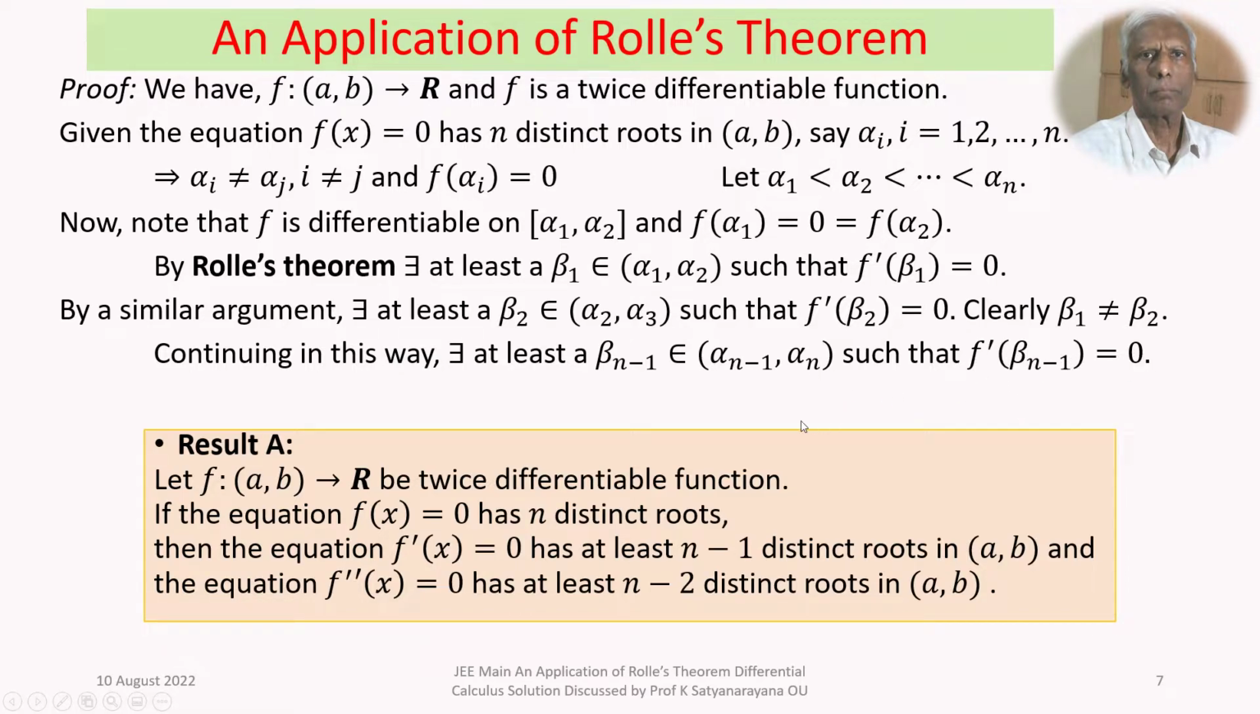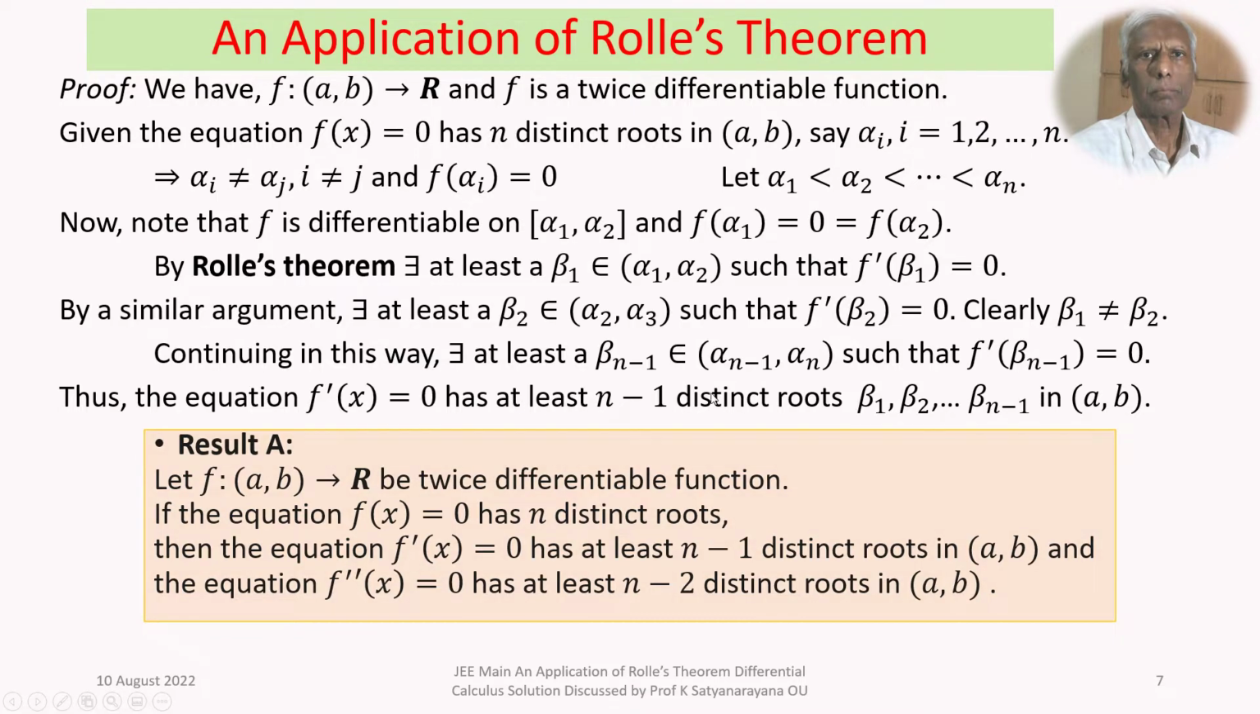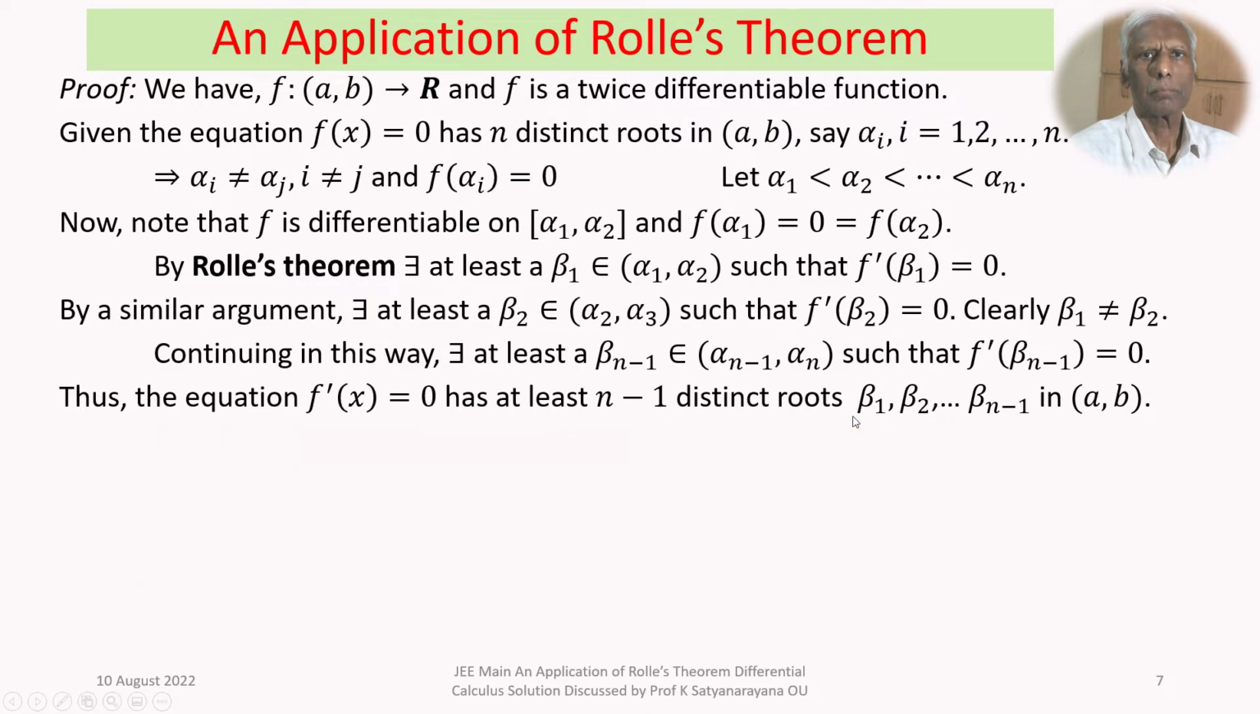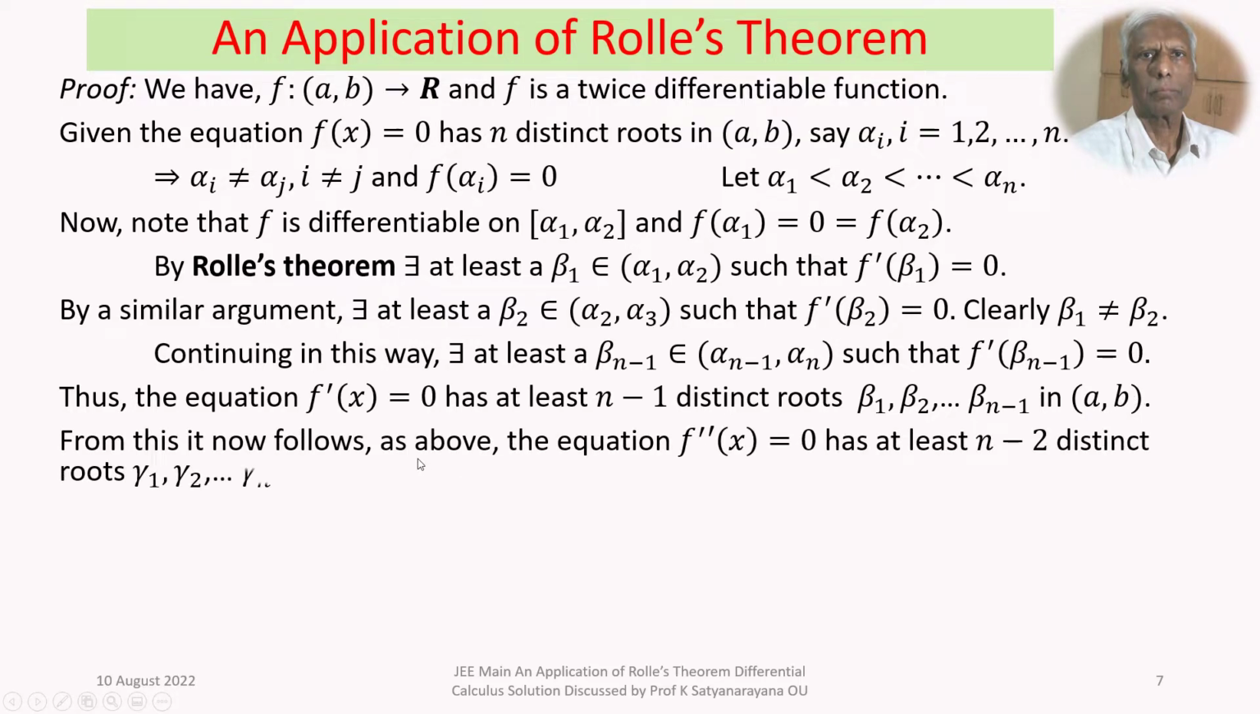In all, how many roots have we got? Thus the equation f prime x is equal to 0 has at least n minus 1 distinct roots, beta 1, beta 2, up to beta n minus 1, in this open interval (a, b).